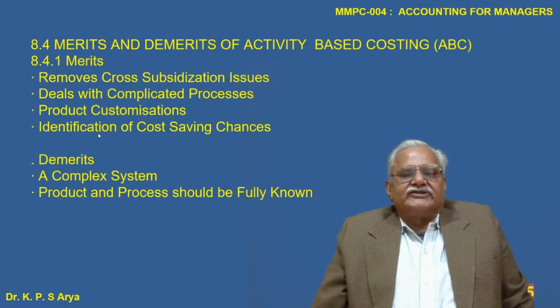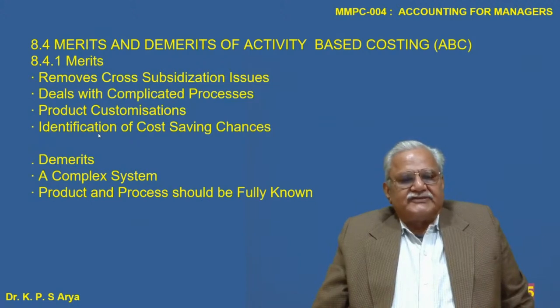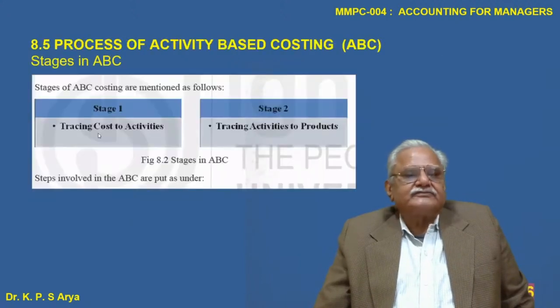Merits and demerits of this system. Now the merits: it removes the cross-subsidization issues. It deals with complicated processes, product customizations, and identification of cost saving chances. Demerits are that it is a complex system, and the products and processes should be fully known.